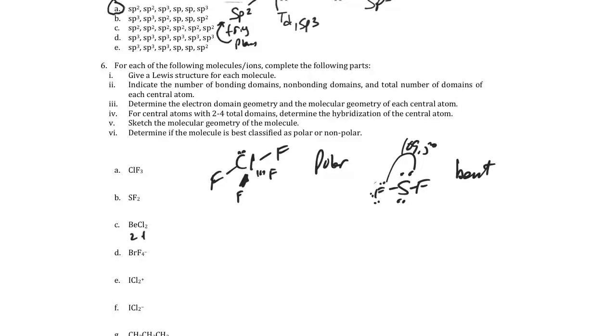BeCl2, 2 plus 7 times 2, 16 electrons, so that's going to be a linear molecule. So linear, 180 degrees.